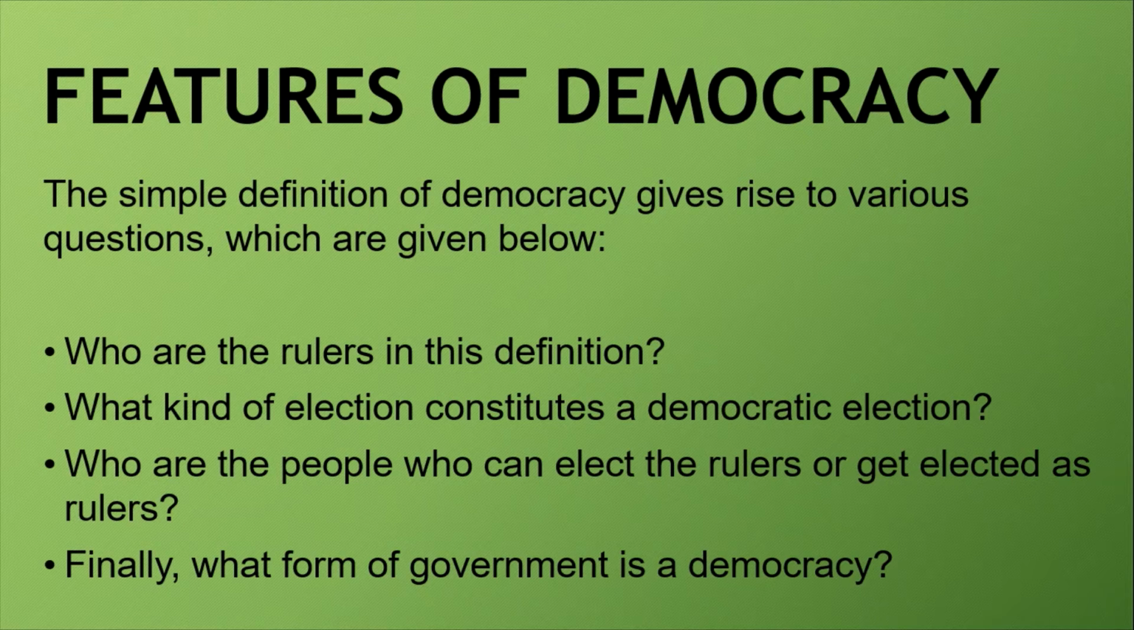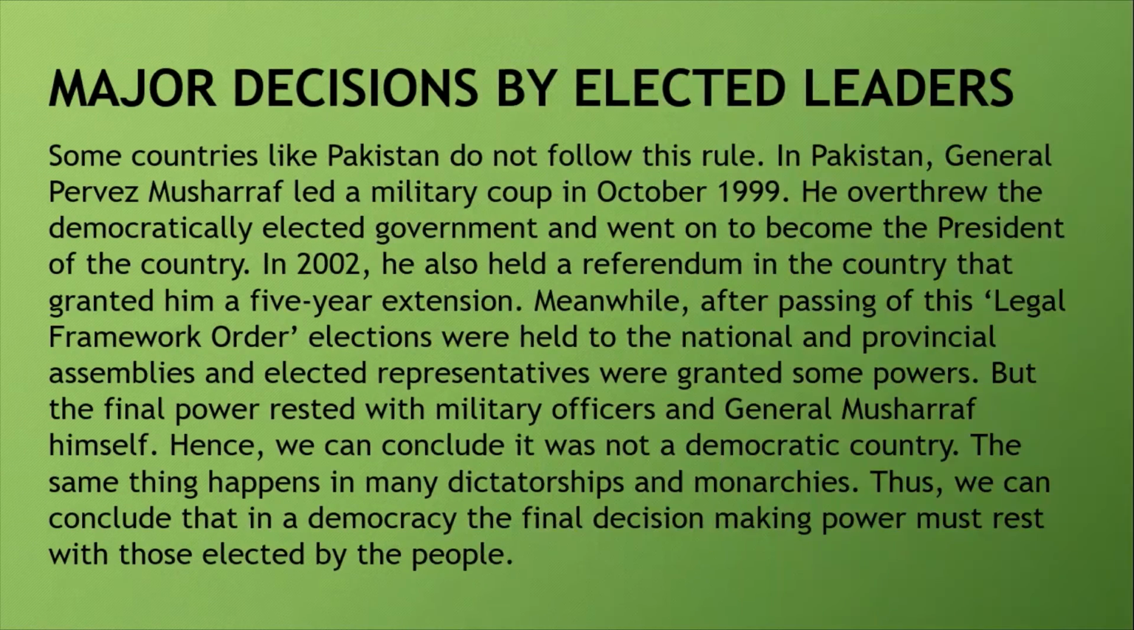Features of democracy. The simple definition of democracy gives rise to various questions which are given below. Who are the rulers in this definition? What kind of election constitutes a democratic election? Who are the people who can elect the rulers or get elected as rulers? Finally, what form of the government is a democracy? Major decisions by elected leaders. Some countries, like Pakistan, do not follow this rule.